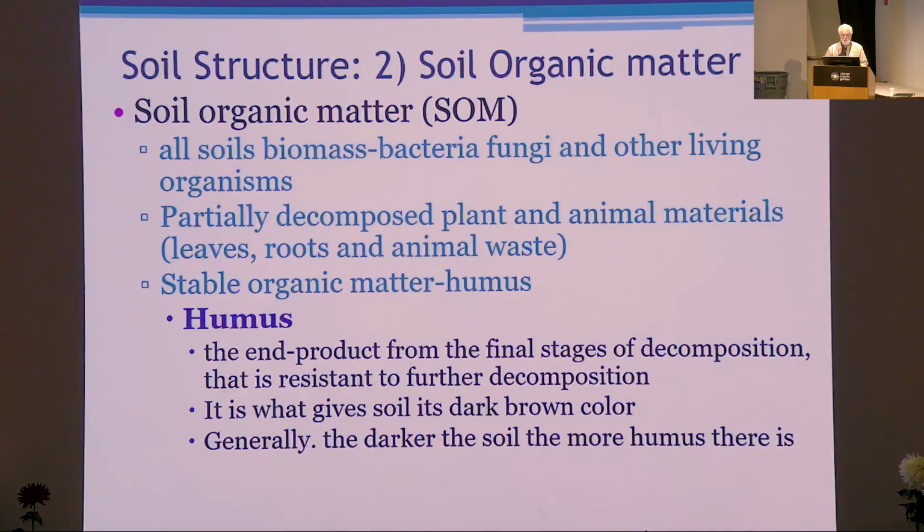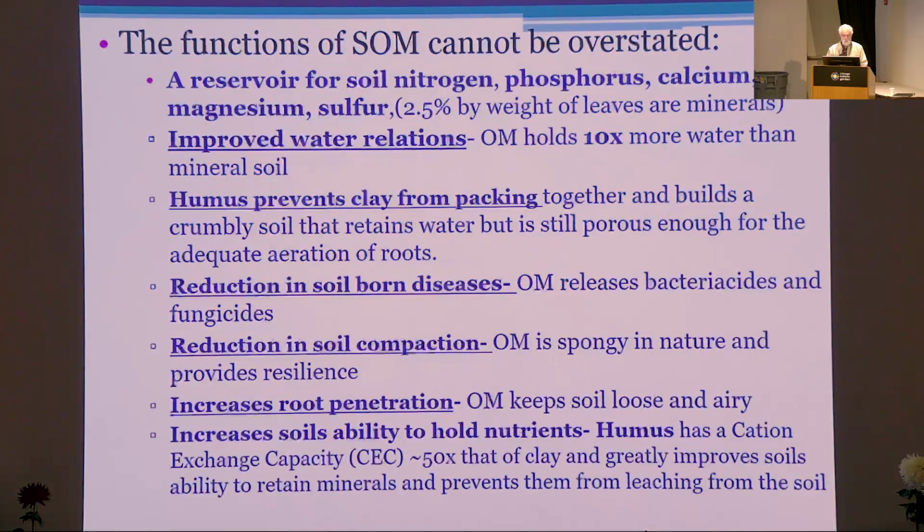And humus is what gives soil that dark brown color, and generally the darker the soil, the more humus that's present. But all three of those things are part of soil organic matter. And the importance of soil organic matter cannot really be overstated. Those leaves, twigs, all of that raw organic matter basically houses a variety of important minerals that the microbes are going to break down. This process is called mineralization, and they will release those important nutrients to the soil for the plants to pick up.